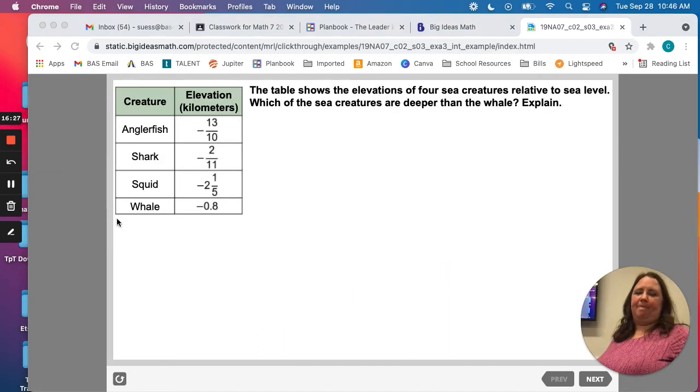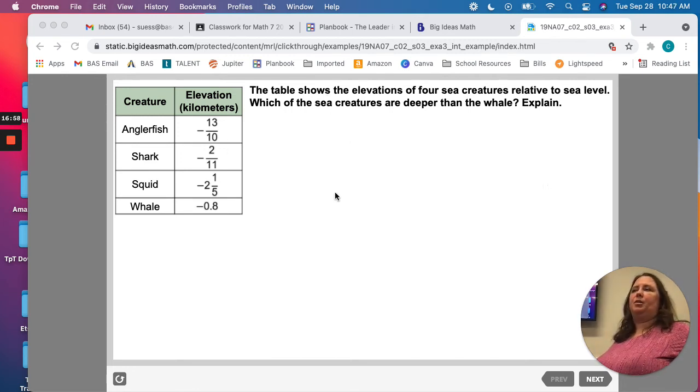Try it. Okay, this is example 3. The table shows the elevations of 4 sea creatures relative to sea level. Which of the sea creatures are deeper than the whale? Explain. All right, so what is sea level off the top of your head? Do you guys know? 0. So are these all under the ocean or above the ocean? Under. That makes sense. They're all fish, sea creatures. So which sea creatures are deeper?